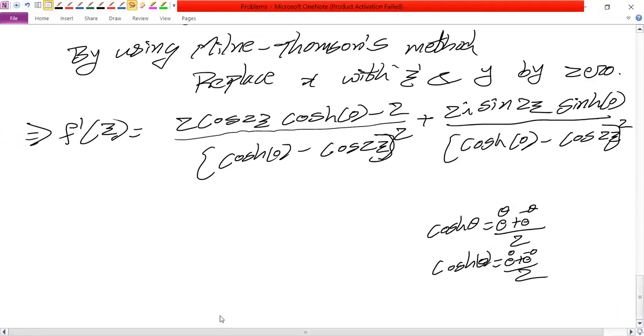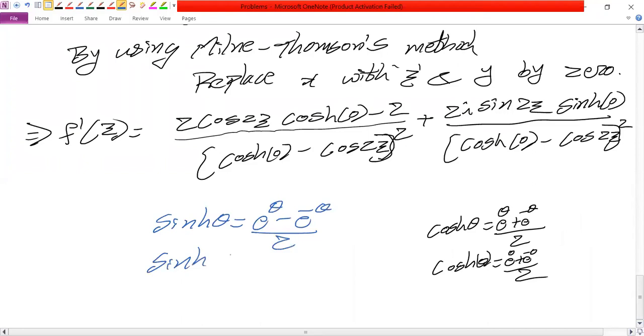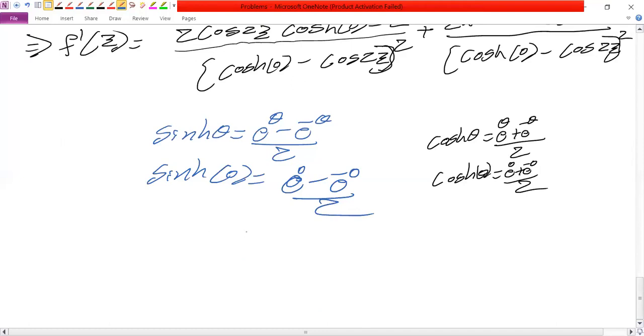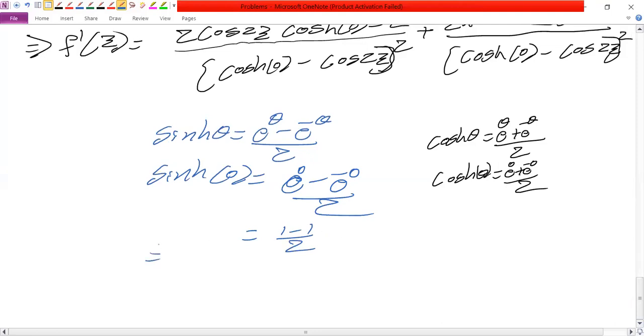Now, similarly, what is sinh theta? What is the formula of sinh theta? sinh theta equals e power theta minus e power minus theta by 2. In the same manner, sinh 0: in place of theta we have zeros, e power 0 minus e power minus 0 by 2. e power 0 is nothing but 1. So finally, what we'll get? 1 minus 1 by 2 is equal to 0. So sinh 0 value is 0.